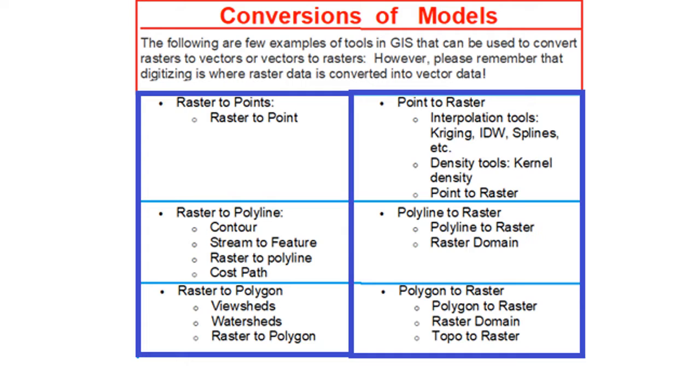Okay, point to raster: interpolation tools, kriging, splines, density tools, they come under point to raster. Polyline to raster, this is also data conversion. Polygon to raster. Polyline is different, polygon is different. Polyline has a length only, while polygon has area, that is a whole connected area.